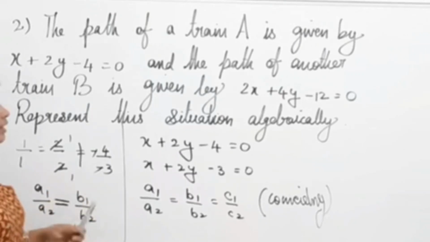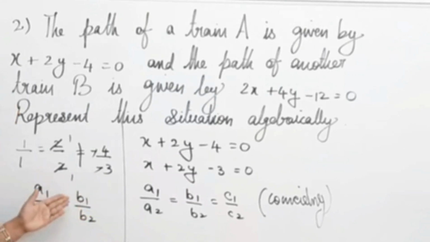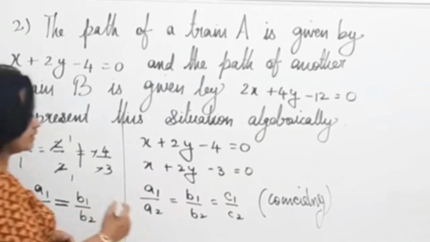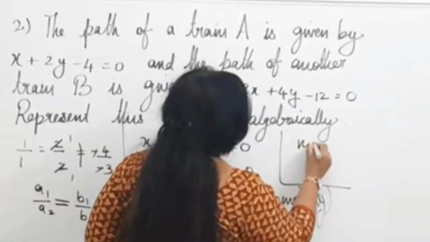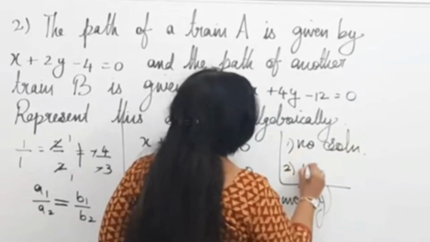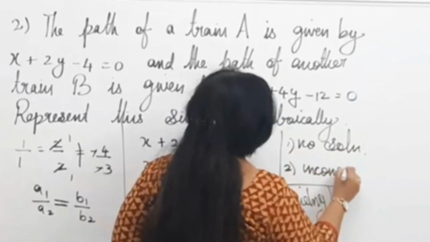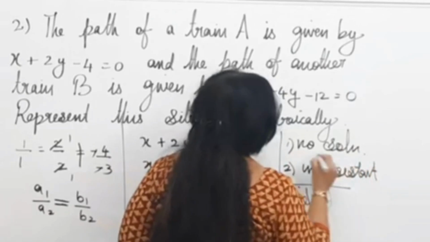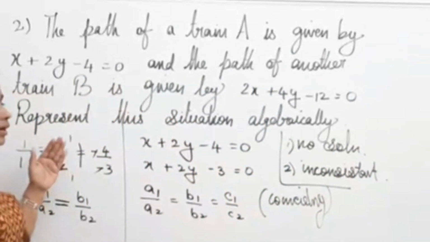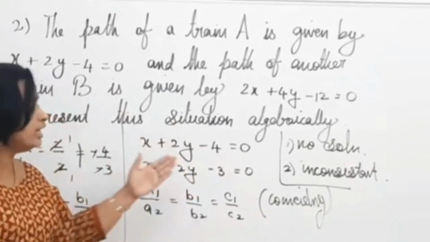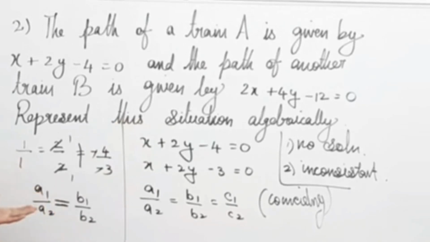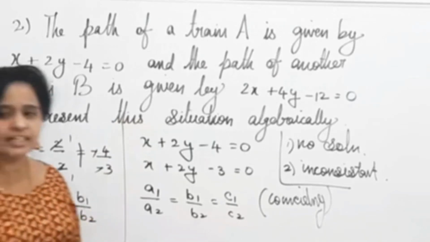So we write the algebraic expression: there is no solution at all and it is inconsistent. So we conclude it has no solution and is an inconsistent pair of linear equations. So, hope everyone understood how to express a pair of linear equations algebraically by using the ratios here. Hope everyone understood this. Shall we move on to the next question?